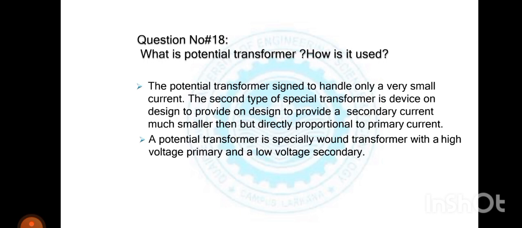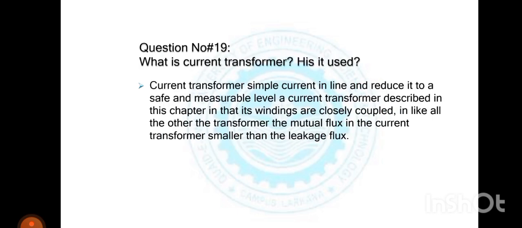Question number 18. What is a potential transformer? How is it used? The potential transformer is designed to handle only a very small current. It is a specially wound transformer with a high voltage primary and low voltage secondary. The second type of special transformer is designed to provide a secondary current much smaller than but directly proportional to the primary current.